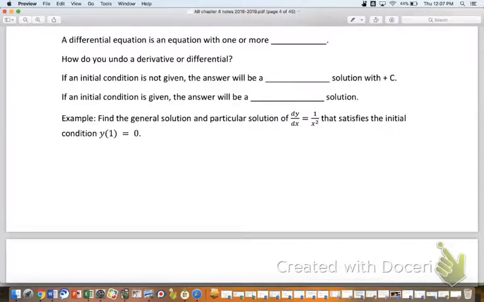Okay, it says, example. Please look carefully at the wording here. We'll practice this a ton this year. This will be our first shot. It says, find the general solution and the particular solution to that differential equation, dy/dx equals 1 over x squared, that satisfies the initial condition y of 1 equals 0.